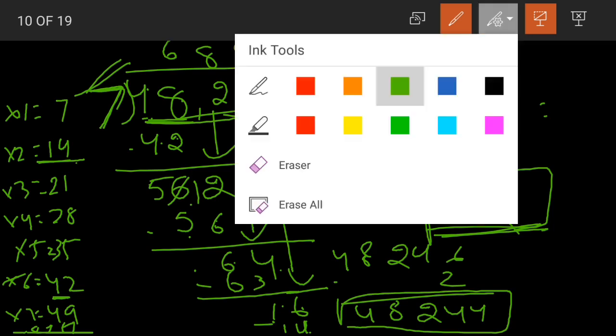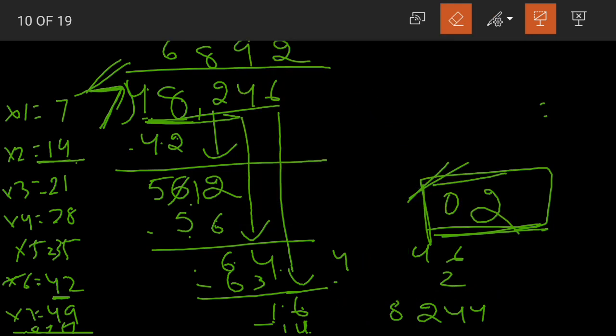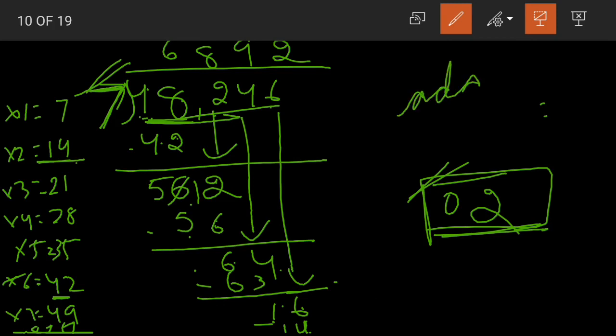Understood, children? This was our first question. What was it? What number should be subtracted from 48,246 to make it completely divisible by 7? Now coming to the second question, what number should be added? Should be added to 48,246 to make it completely divisible by 7.